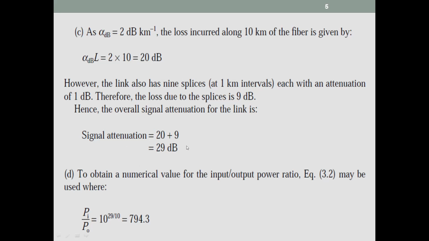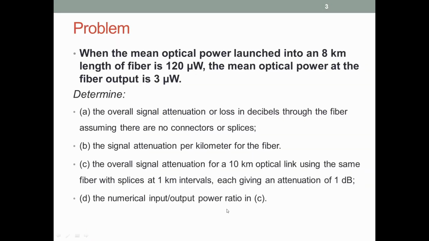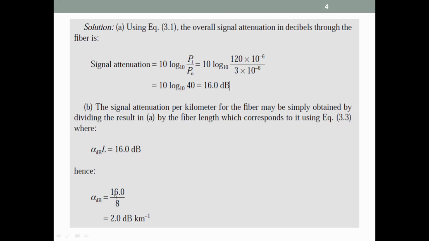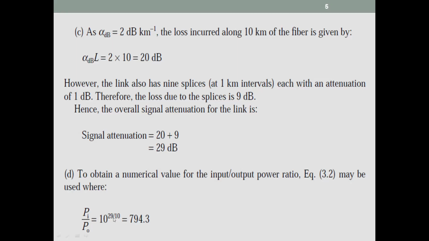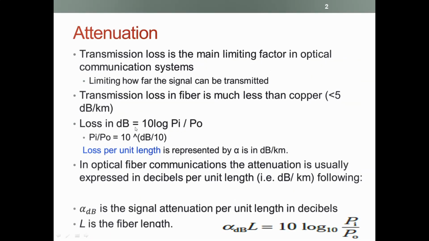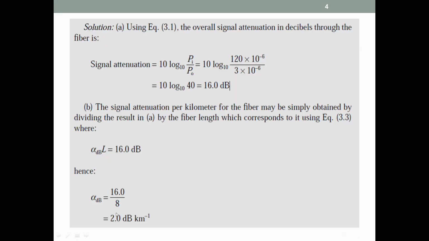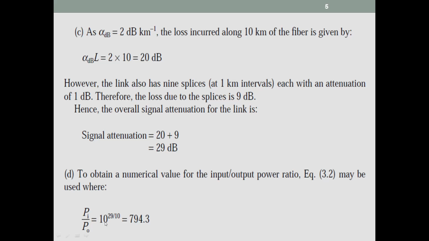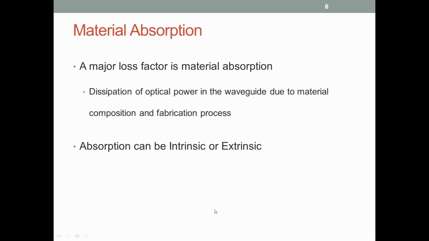So we get a signal attenuation of 20 plus 9, that is 29 dB. To obtain a numerical value for the power ratio, input power by output power in part C, that is Pi by P naught, which is equal to 10 to the power 29 by 10, which I have already shown you here. When I want to calculate Pi by P naught, it is 10 to the power 29 by 10, that is 10 to the power 2.9, which gives us 795 almost, which is the power ratio.